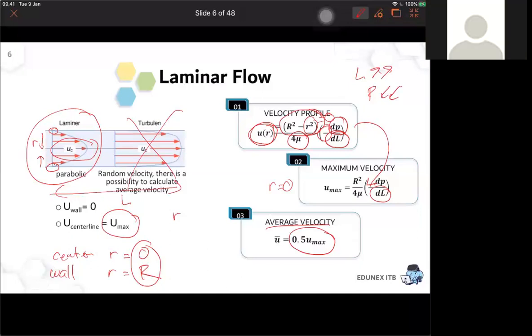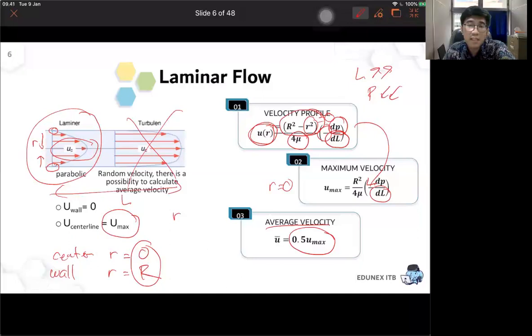Okay, sir, I understand. I think the concept is like that. But later when we discuss about the energy balance, there will be some cases when we can assume the pressure is constant, so only the velocity is decreased. Or when the velocity is constant, so we can assume the pressure is decreasing. Nanti sambil jalan kita akan bahas.